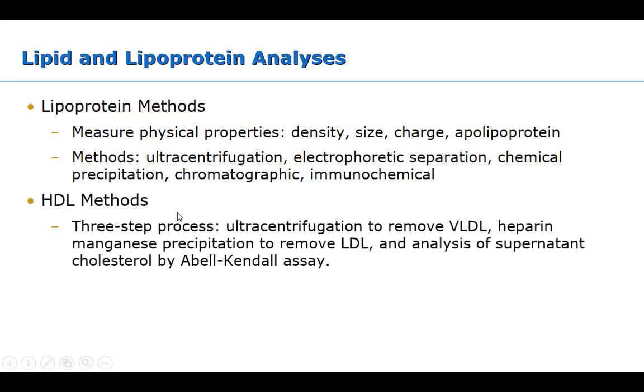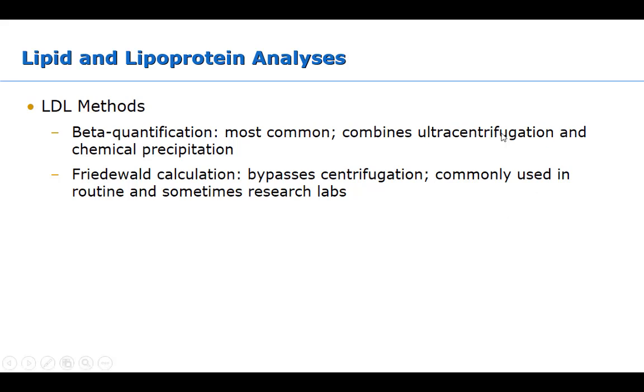For HDL, there is a 3-step process. First of all, you ultracentrifuge, which means a very high speed centrifuge. VLDL is bigger than HDL, there is a size and density difference, so you can separate them using ultracentrifuge. Then you do a precipitation to remove LDL from the sample, and then on the remaining sample you do this particular assay to identify HDL cholesterol. LDL is ultracentrifugation followed by chemical precipitation. It's easier than HDL. There are some other methods which are used in routine labs.